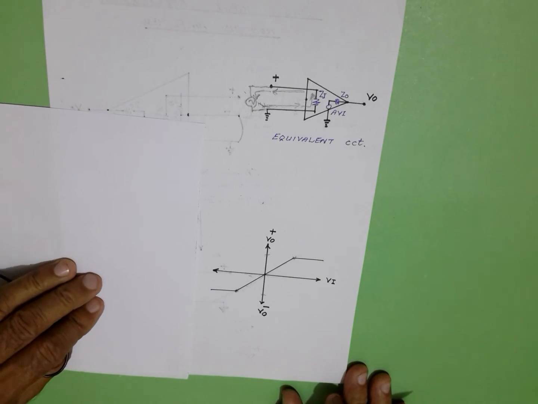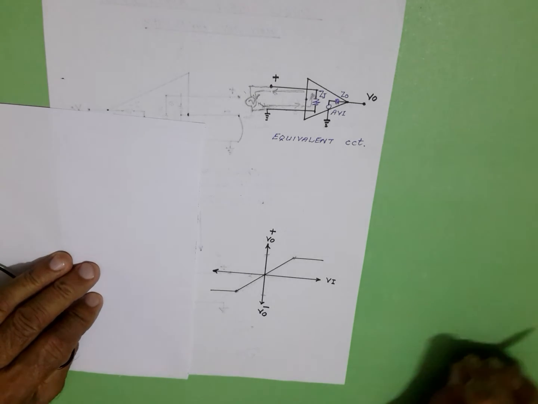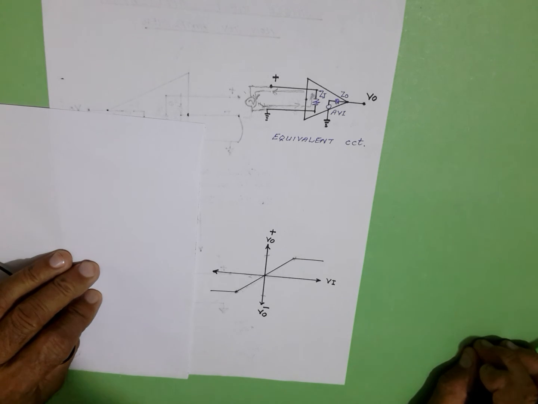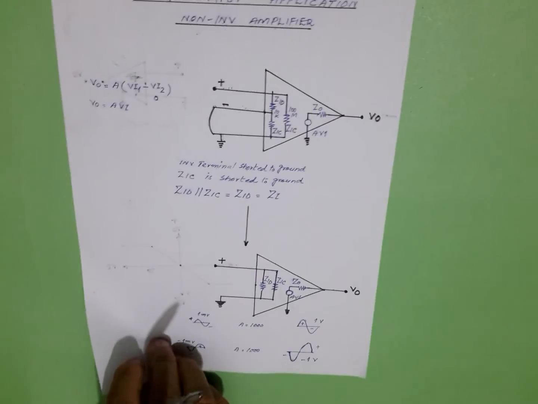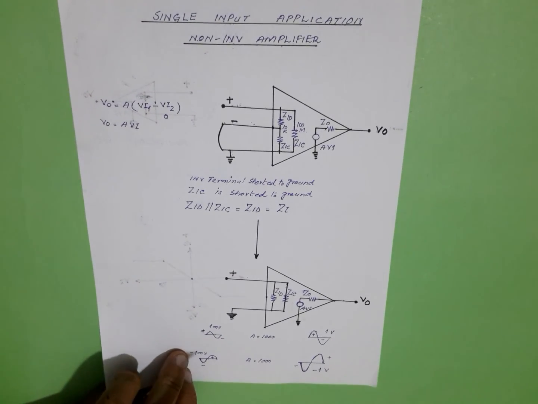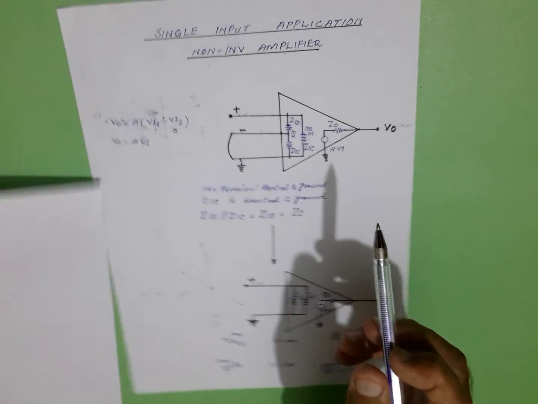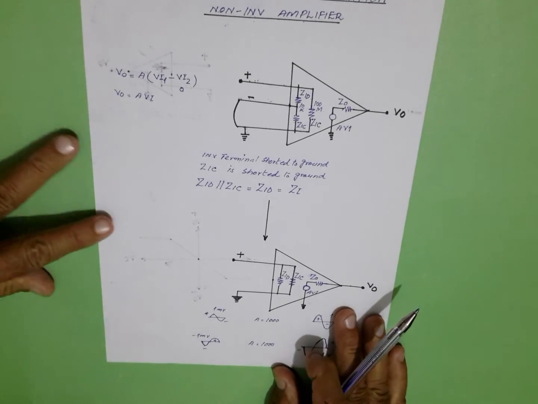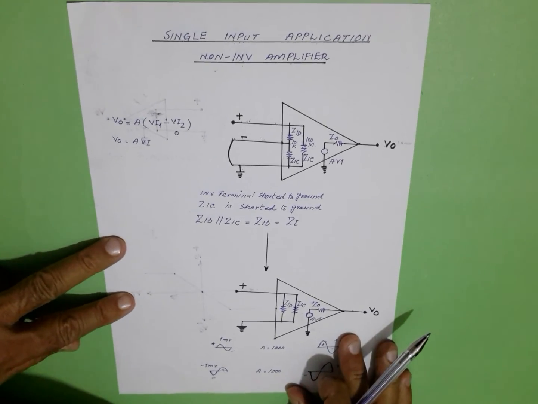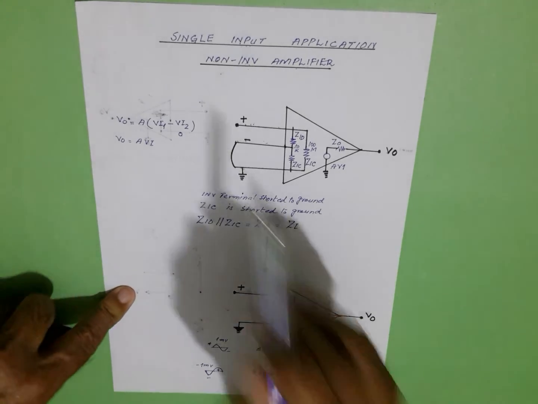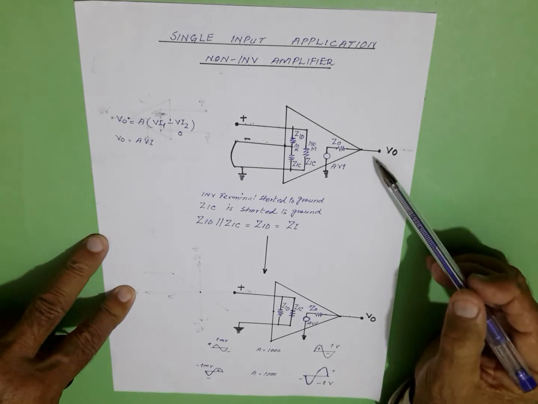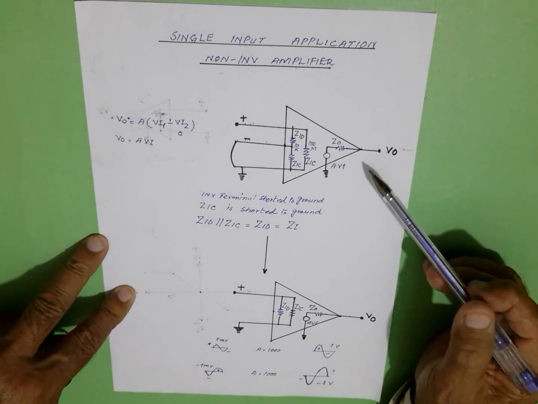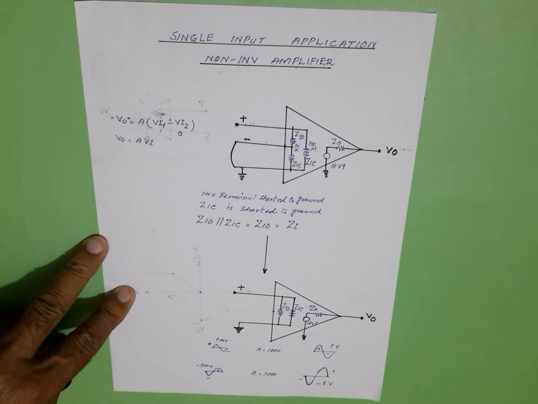And that's all. In the next video we will discuss a single input application, but this time it will be an inverting amplifier, and in this case we have to remember only two points. We are applying a single input, and whatever the polarity at the input terminal, the same is the polarity of the output voltage, but amplified, and the polarity is not inverted.